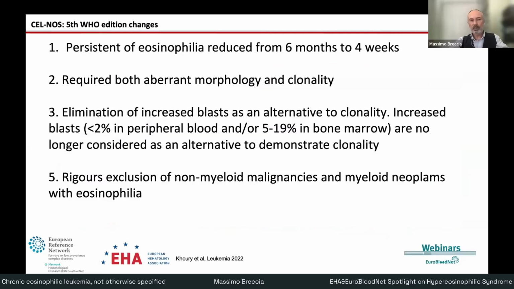So the recent WHO classification of 2022 revised some criteria and reduced the time of persistent eosinophilia from 6 months to 4 weeks, but also required both aberrant morphology and clonality. So it eliminated the increased blasts as an alternative to clonality. Alone, the increased blasts are no longer considered as an alternative to demonstrate clonality, and it also suggested a very rigorous exclusion of all the other non-myeloid malignancies and myeloid neoplasms with eosinophilia.